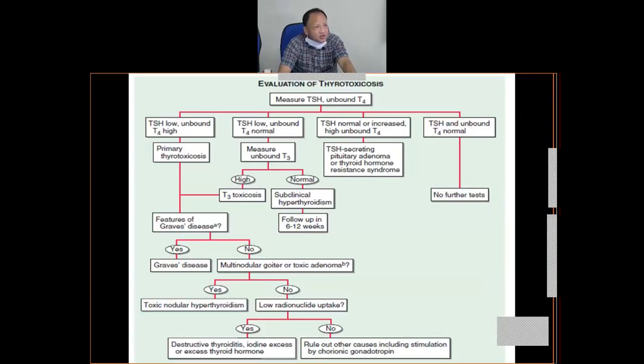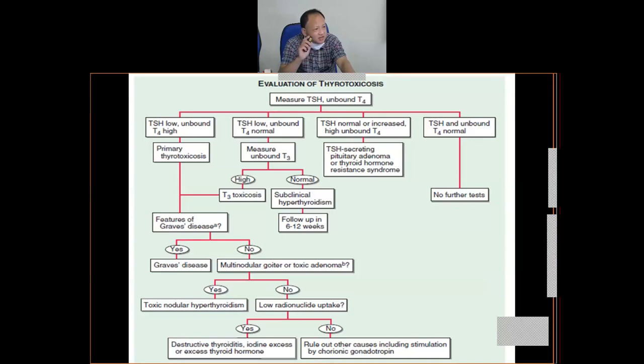Evaluation of thyrotoxicosis. When a patient comes to you with thyrotoxicosis, you measure the TSH and the unbound T4. The free T4 is the test which you will prefer to do. If the TSH is low and the unbound, or free, T4 is high, that means it's clear-cut that the patient is having primary thyrotoxicosis. Then you go further down and see whether there are features of Graves' disease.